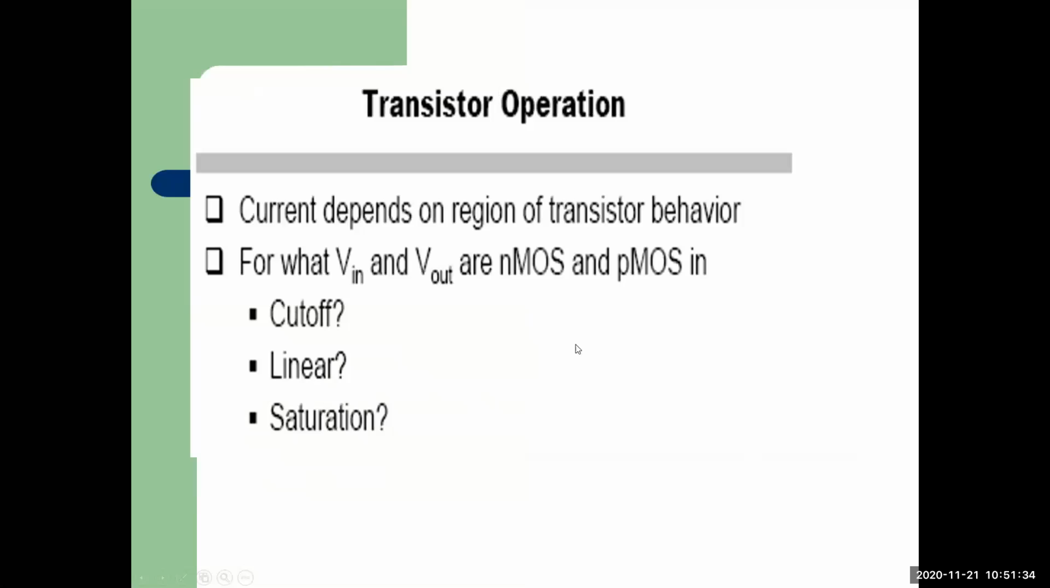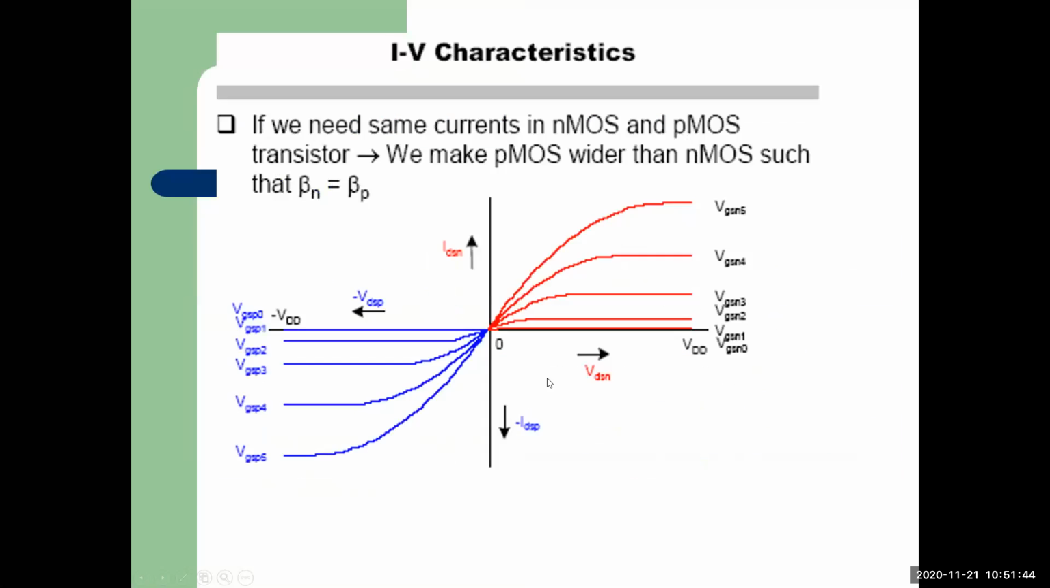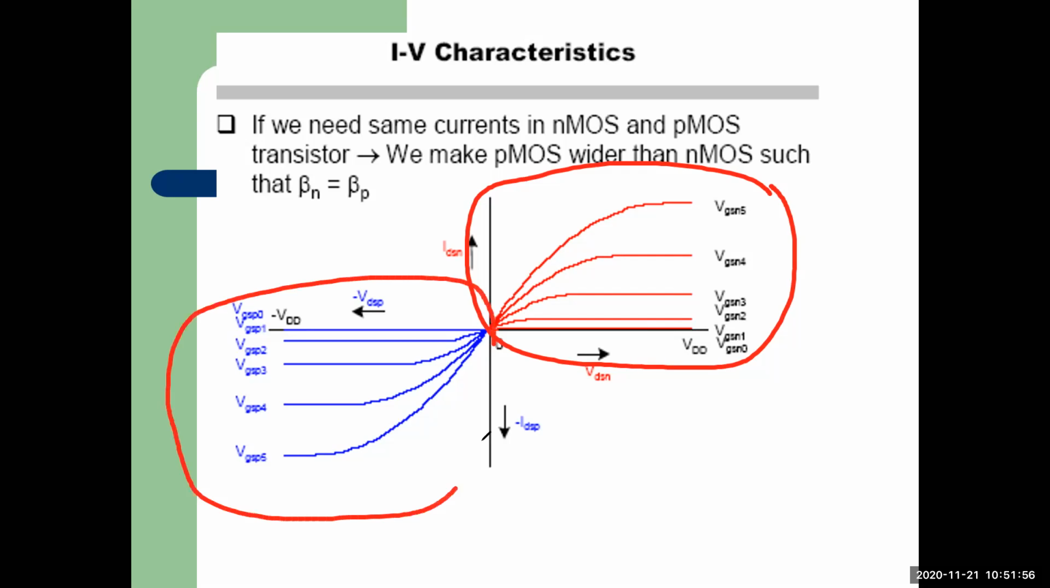You already know it. So we know we have three operations: cutoff, linear, saturation. We already know when we have cutoff, when we have saturation. Now, characteristics curves look like this. Okay, you already know the NMOS characteristics curve. This one, right? PMOS characteristics curve will look like this, the opposite.